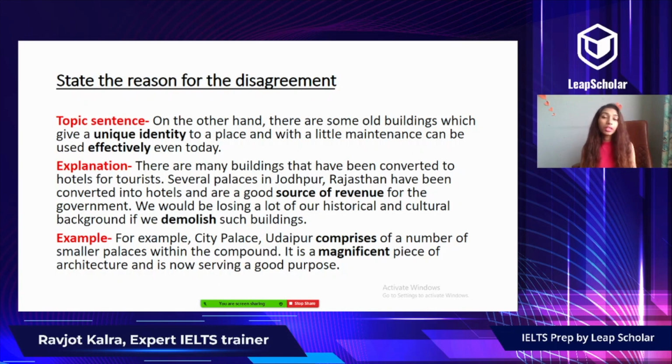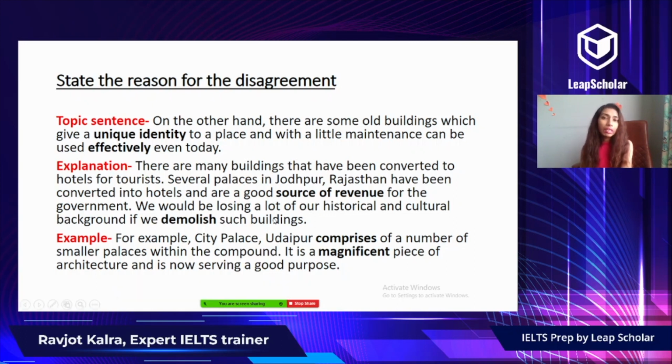So, because that's a disagreement, the statement is disagreeing with the earlier point of view. Example states that City Palace Udaipur comprises a number of smaller palaces within the compound. It is a magnificent piece of architecture and is now serving a good purpose. Again, the highlighted words will help you in generating the vocabulary, and maybe you remember these words but you are not using them in your day-to-day life. So please brush up on this vocabulary and use them.